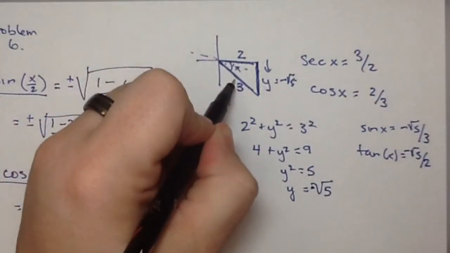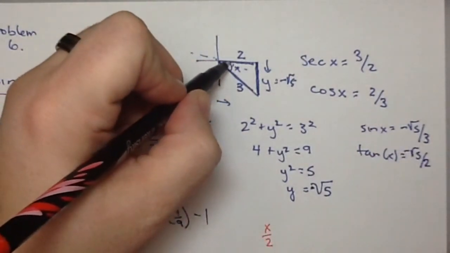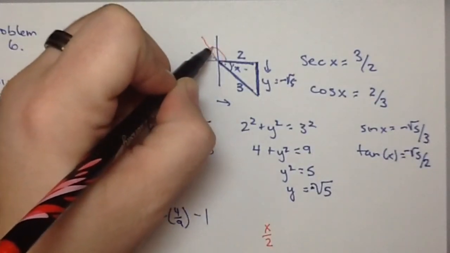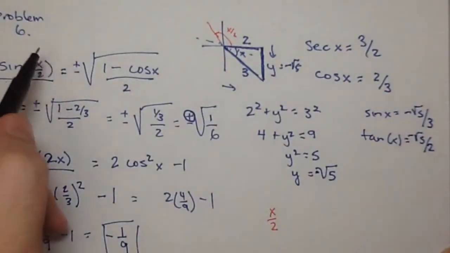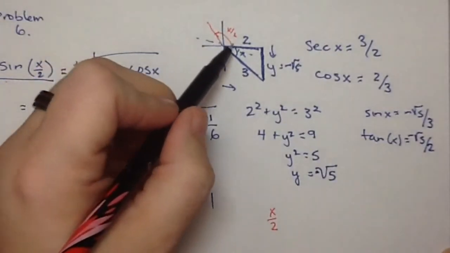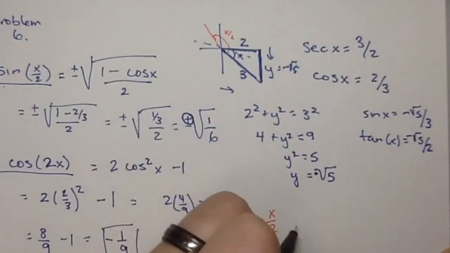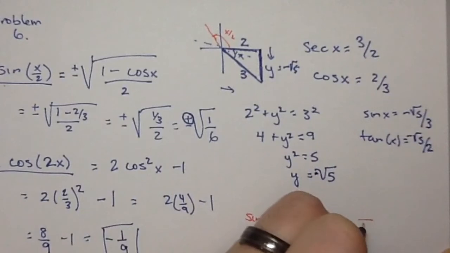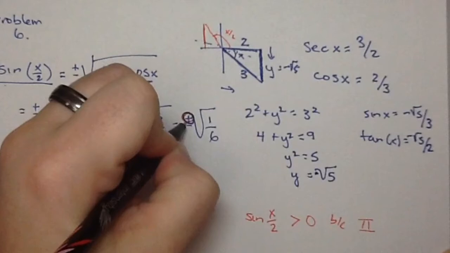So we are in the fourth quadrant, right? Now, but x over 2 would be not here, but a little less, right? So this would be x over 2. Then we're asked to find the sine of x over 2. And since we're in the second quadrant here, the sine of x over 2 must be positive because we're in the second quadrant. Okay, so that's why this is positive.